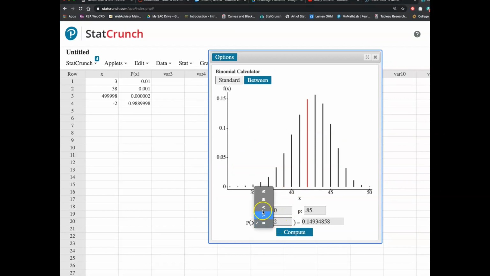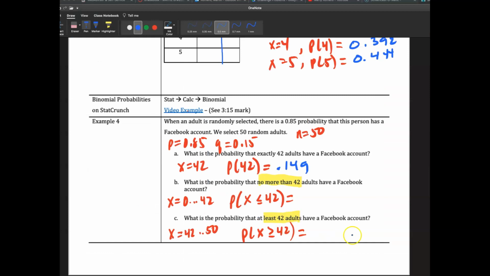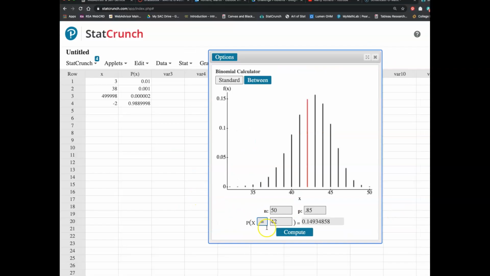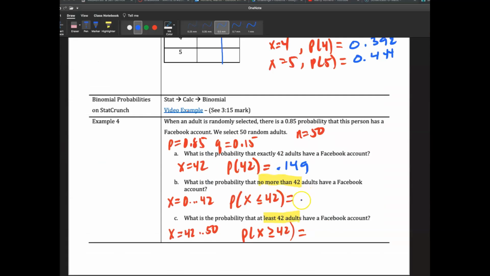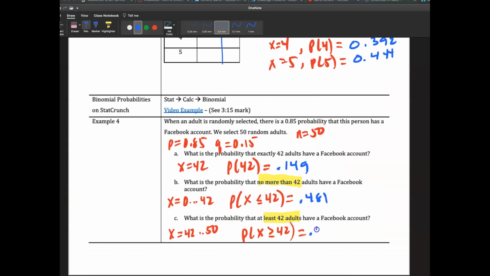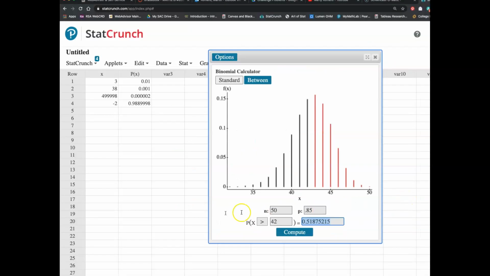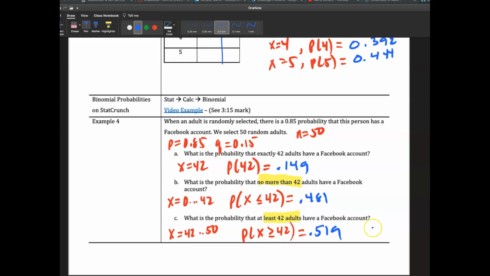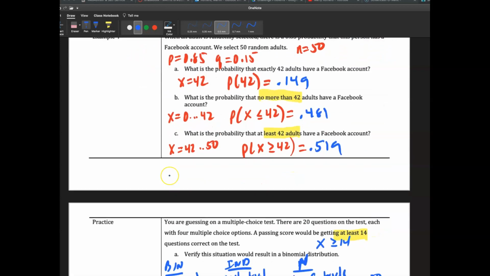Now, let's go back real quick. The next one was less than or equal to 42, no more than 42. And so less than or equal to, compute, and you get 0.481. So 48% chance that 42 or fewer people would have a Facebook account, right, under those conditions. And the other one was greater than or equal to 42, and you see 0.519. Make sure I got that right. Yeah, 0.519. And so that's how you would use the binomial calculator to do these calculations here.